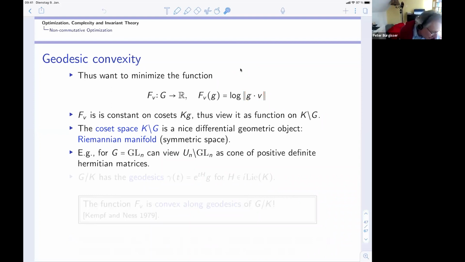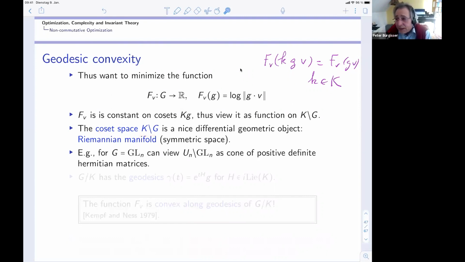But of course, this group is not a Euclidean space. But it has nice structure. So what I notice is that if I replace G by K G, let's say K is unitary because it acts unitarily, it doesn't change the norm. So actually my function f here is constant on these cosets. I can view it on the coset space. Don't worry about this notation.